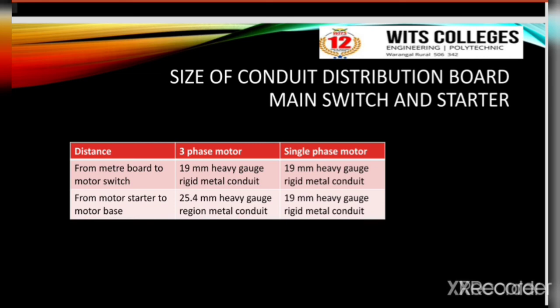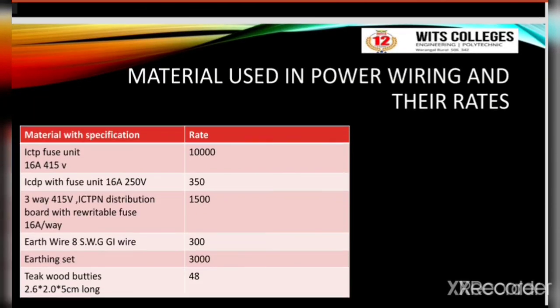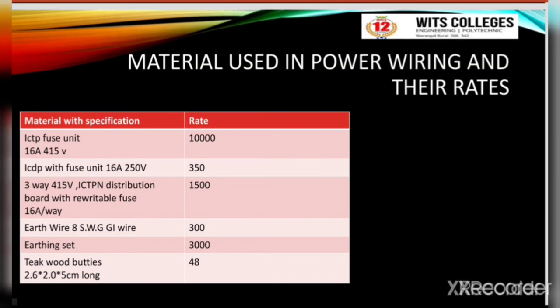Okay. And coming to what are the materials used in power wiring and the rates, we are using different types of materials. First of all, let us consider the ICTP fuse. Here we are considering these rates approximately. These may vary depending upon the quality we use, the company, place and so on. The cost of the material may be varied based on these factors.